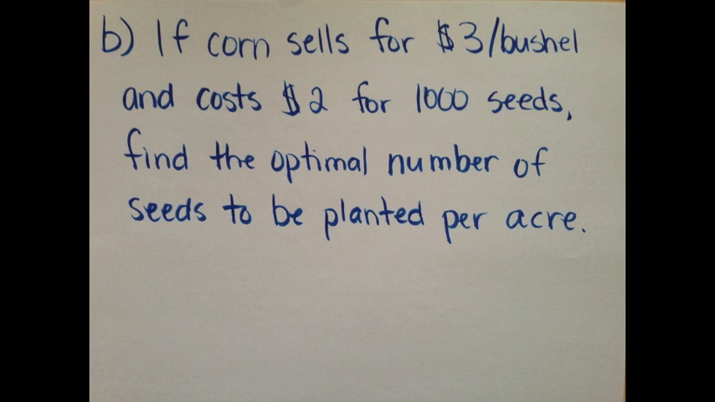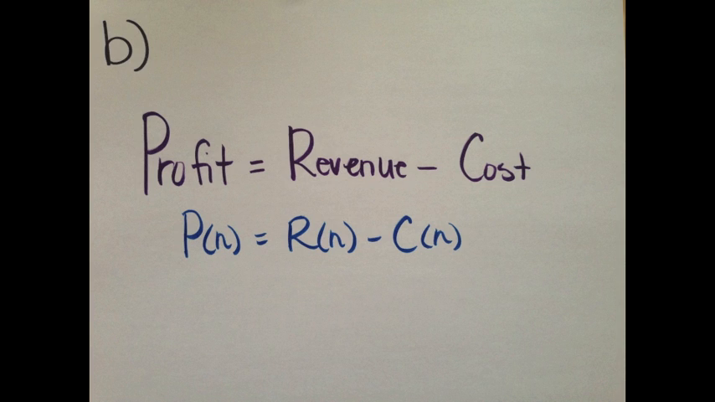Now that we have answered 17a, let's move on to 17b. 17b asks if corn sells for $3 a bushel and costs $2 for every 1,000 seeds, find the optimal number of seeds to be planted per acre. To solve this equation, you need to use a profit equation. Profit is equal to the revenue equation subtract the cost equation.